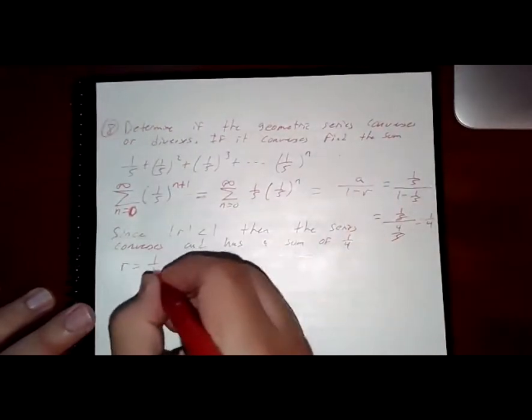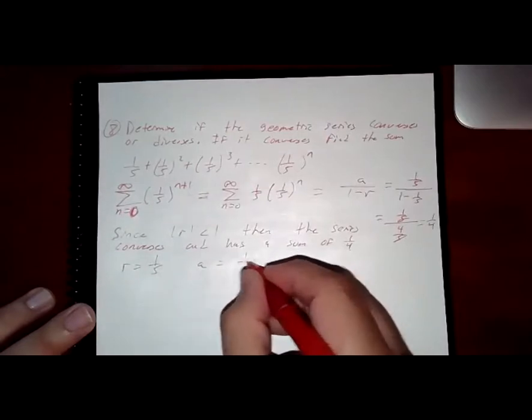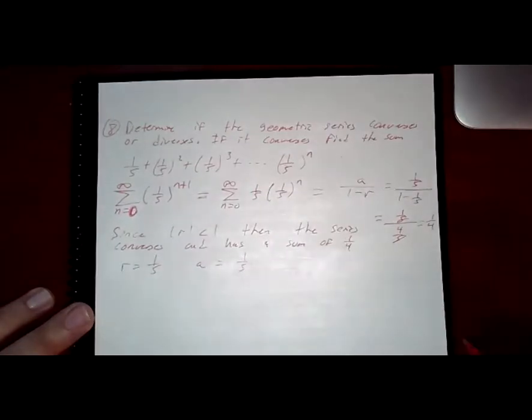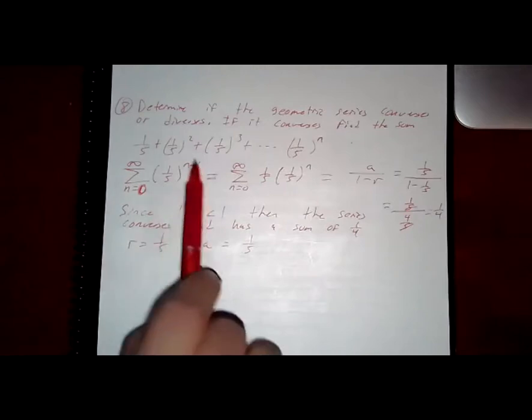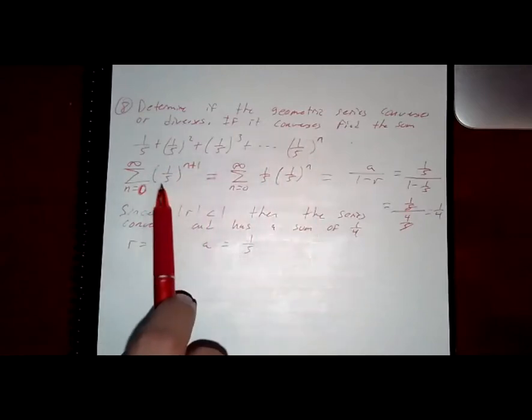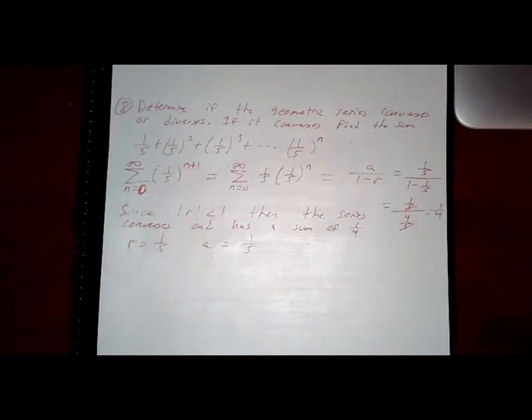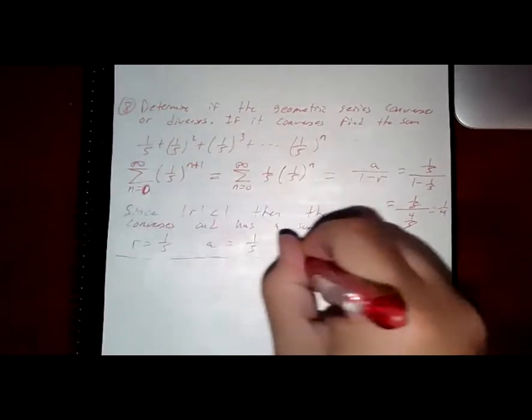r is 1/5 and a is 1/5. Yeah, that's all you have to do. So that's how to get the 1/4. Sometimes the hard part is figuring out what a_n is. You have to think about it. Do you guys have any questions on this one?